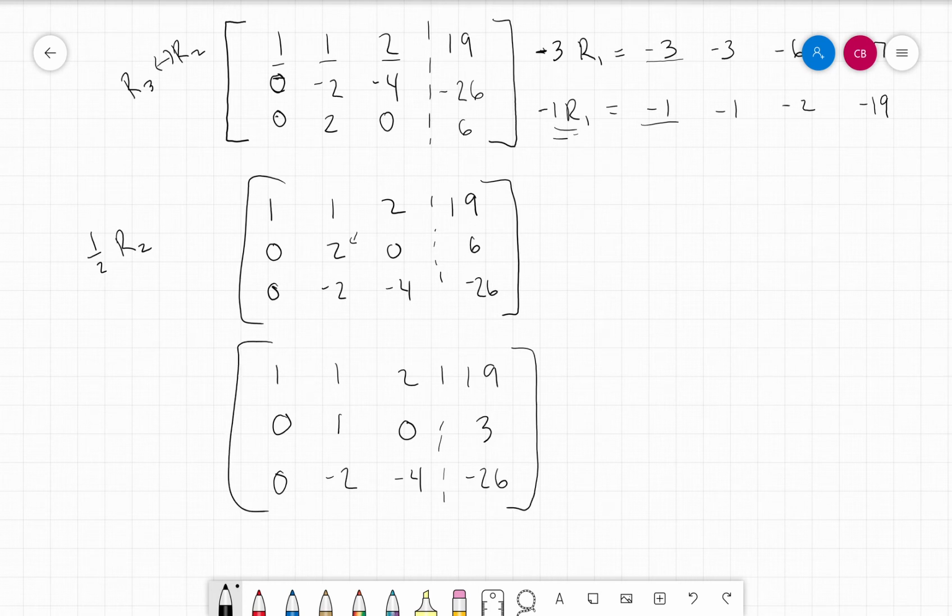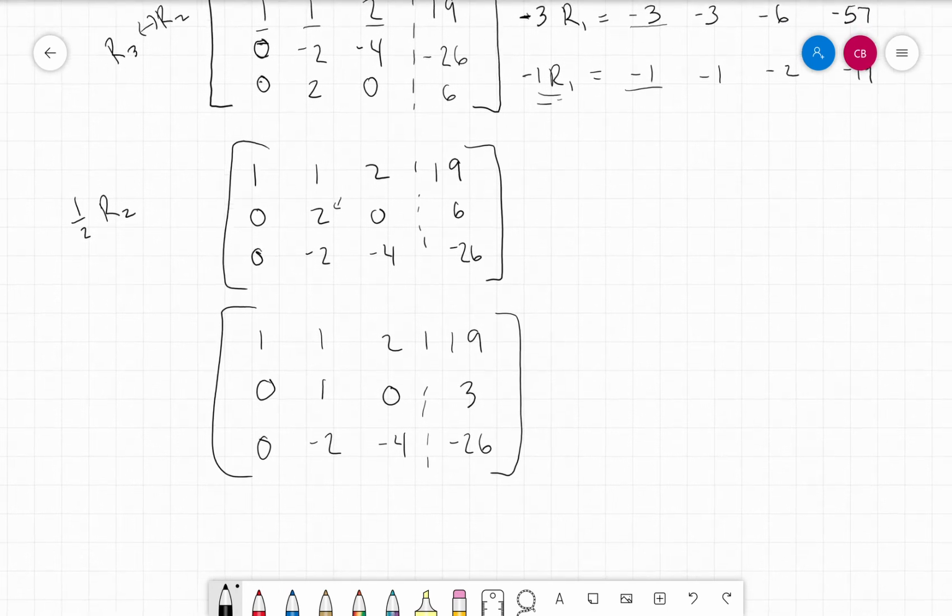Now, you don't always have to make that a 1 before you begin working. If you notice, this is 2, this is negative 2, we could technically add row 2 to row 3, and then simplify, and it would save us a little bit of time, but we're going to just do it this way because I'm trying to show you everything we can do.